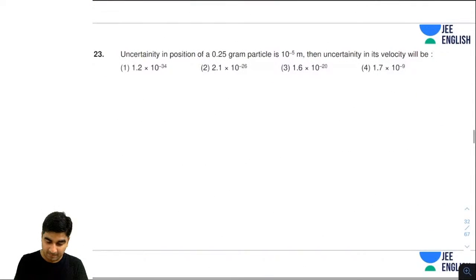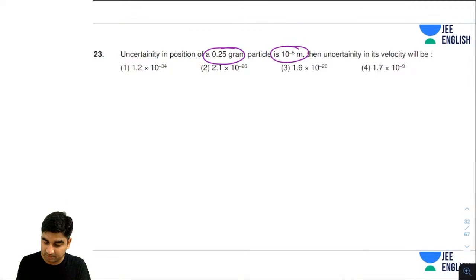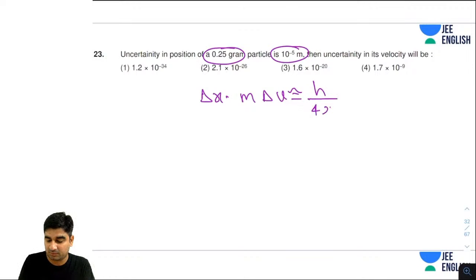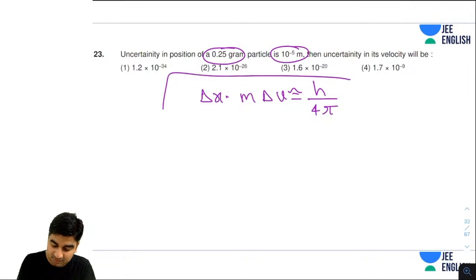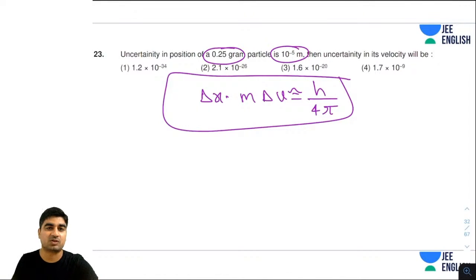So guys, the uncertainty in position is this, and the mass of the particle is given, then find the uncertainty in velocity. So guys, delta x into m into delta v is approximately h upon 4 pi. Yes, if you remember this formula of atomic structure, then you can solve this problem. And I hope it was the easiest problem of atomic structure in the last few years. But you have to remember this one. Tell me. So guys, in mains, I think you can attempt all 25 questions.